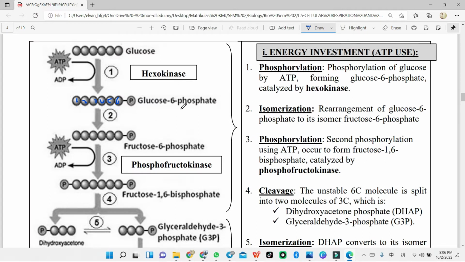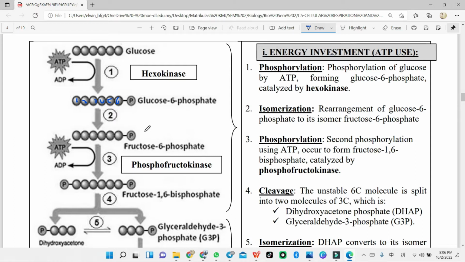Okay, so the next process is called isomerization. Isomerization is a process where we change the structure of the original compound. In this case, glucose 6-phosphate becomes fructose 6-phosphate. Then the next one is also called phosphorylation. So we use ATP again.